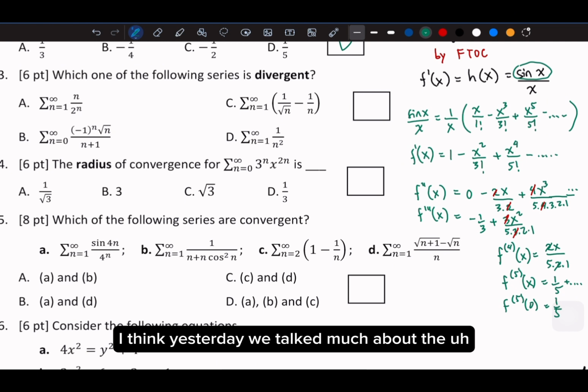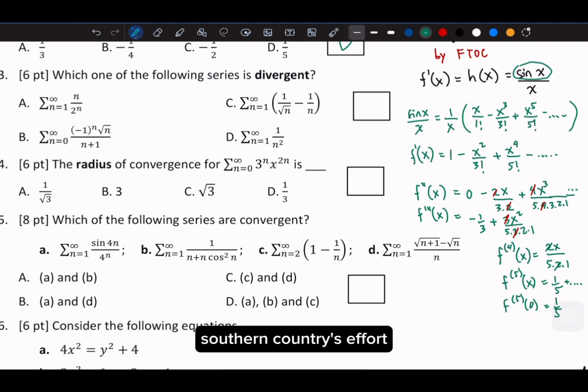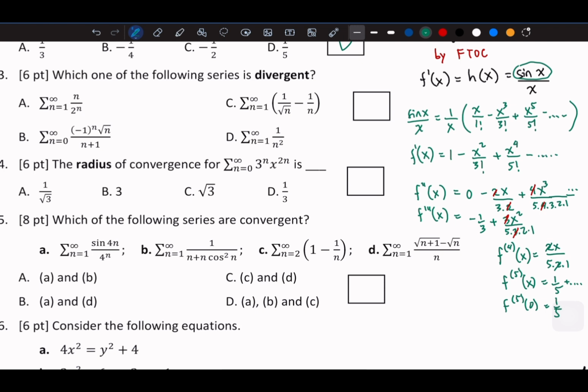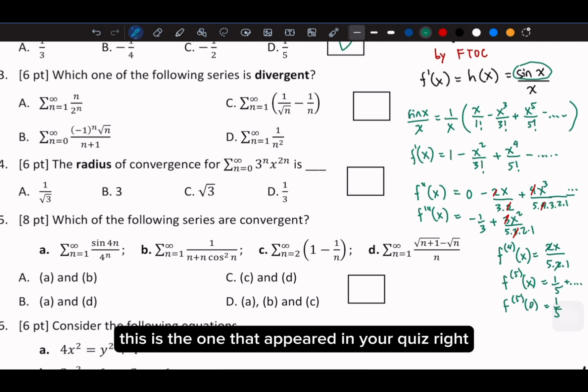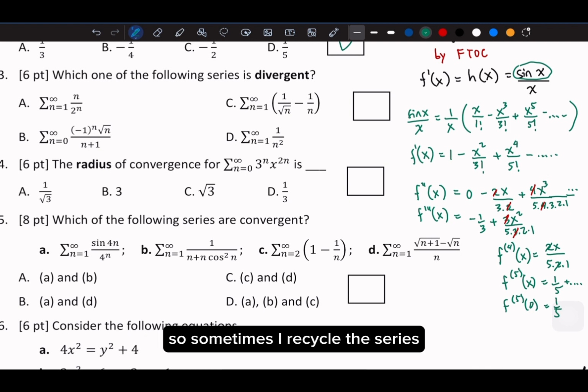I think yesterday we talked much about the converge and diverge. Which one do you think? This is the one that appeared in your quiz, right? So sometimes I recycle the series.